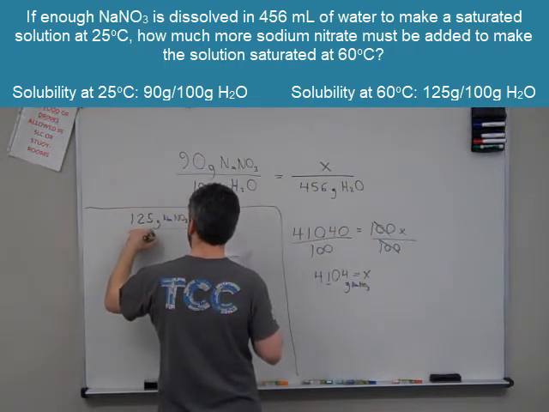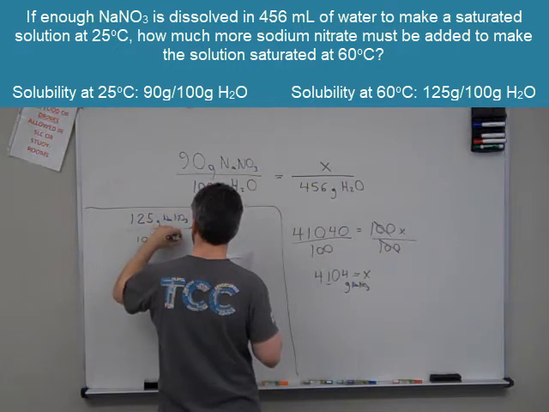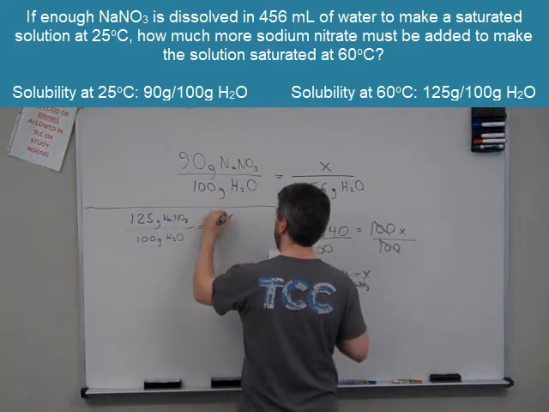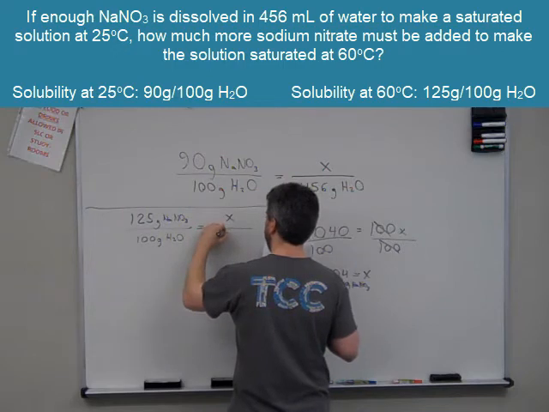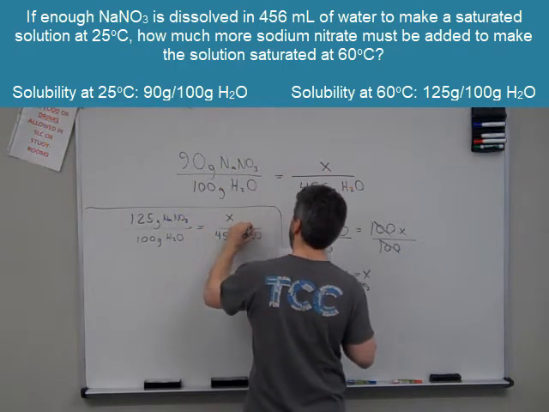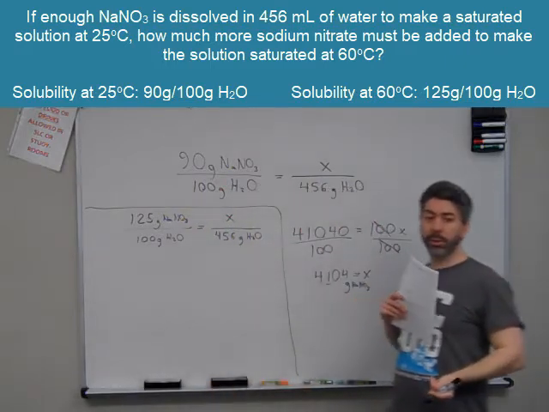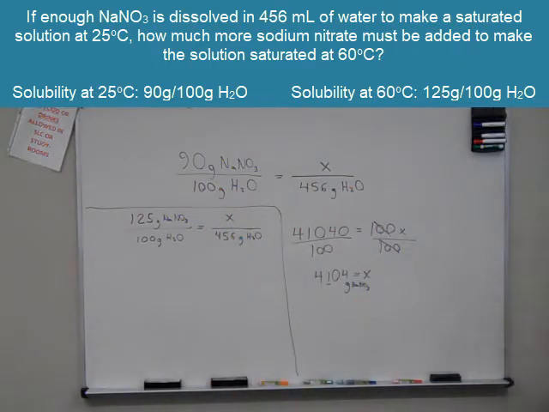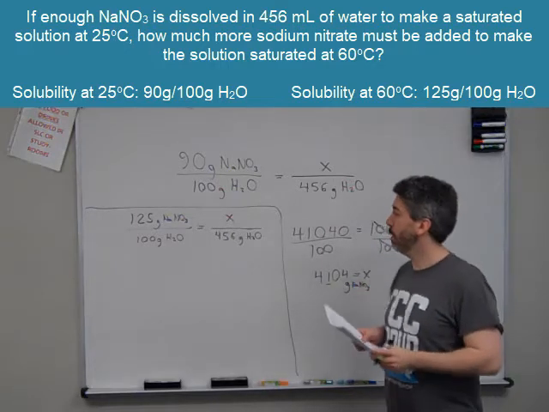125 grams of sodium nitrate over 100 grams of water is equal to X over 456 grams of water, because the amount of water is still the same in both cases. The only thing you're doing is warming it up. So you can just do the same cross multiplication you did before.